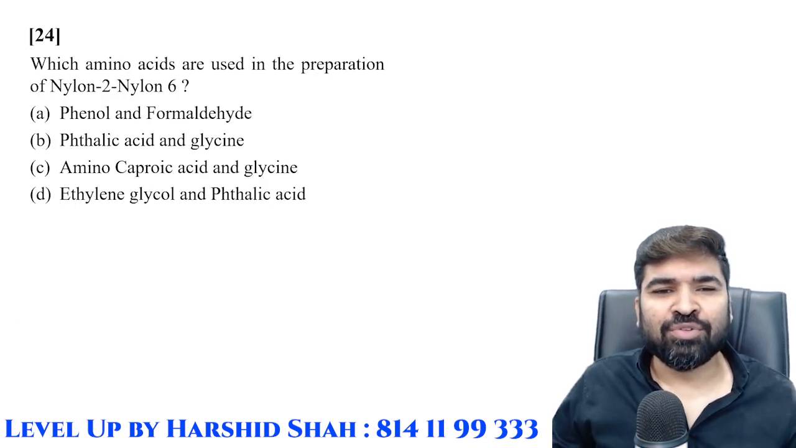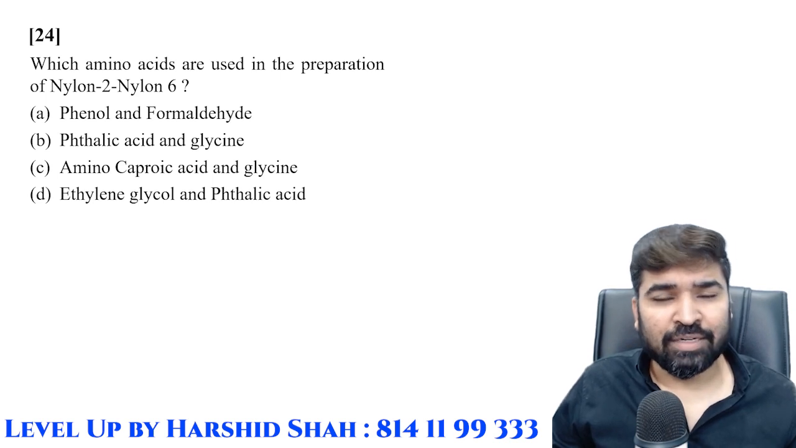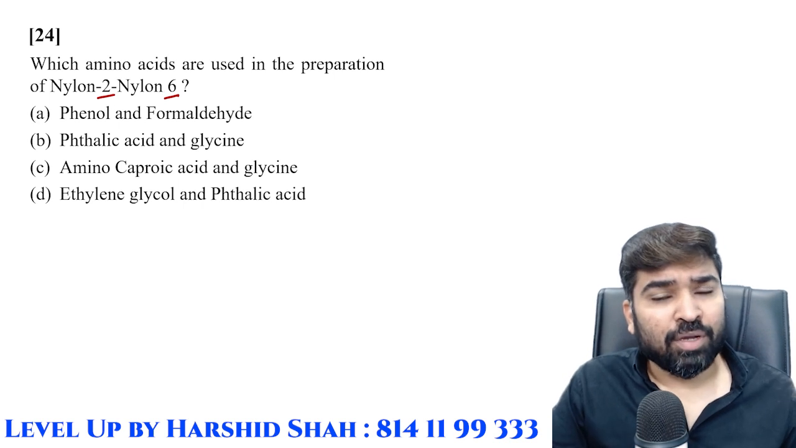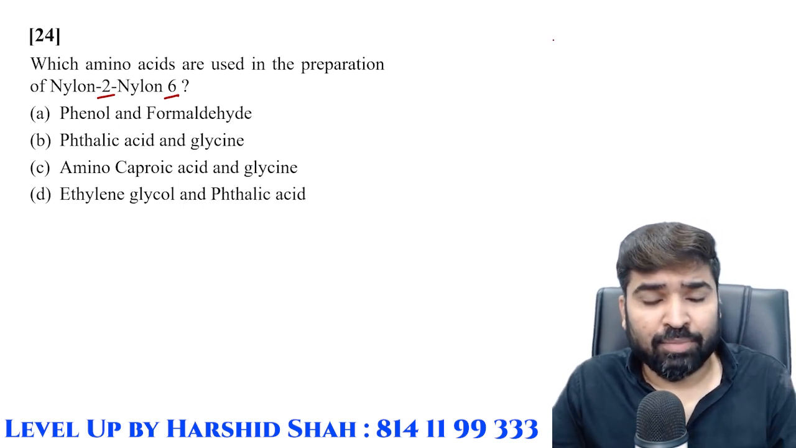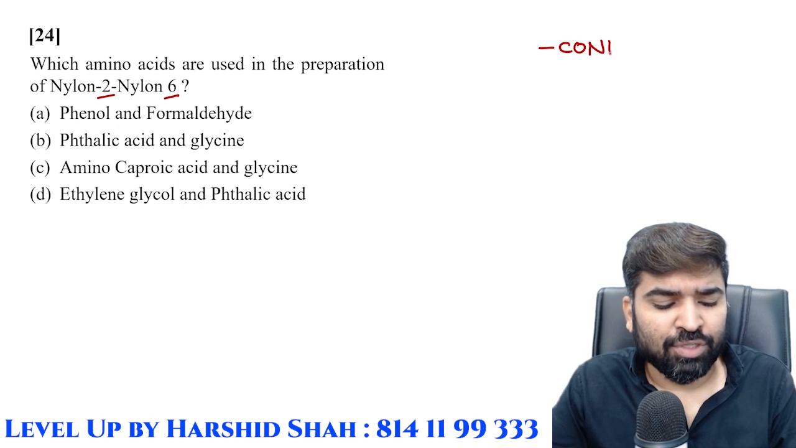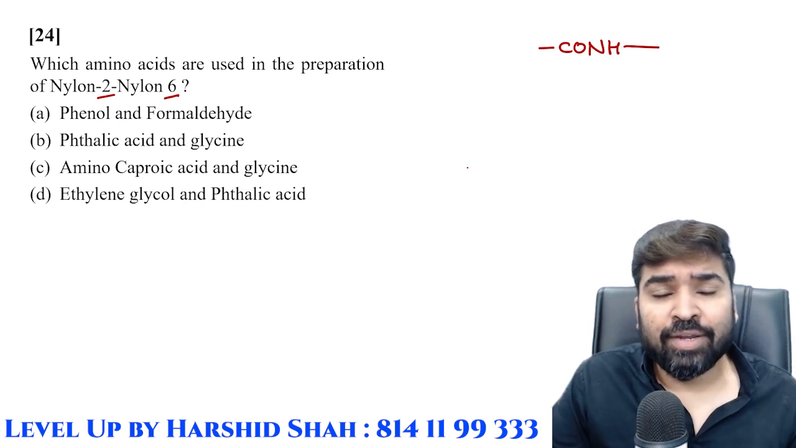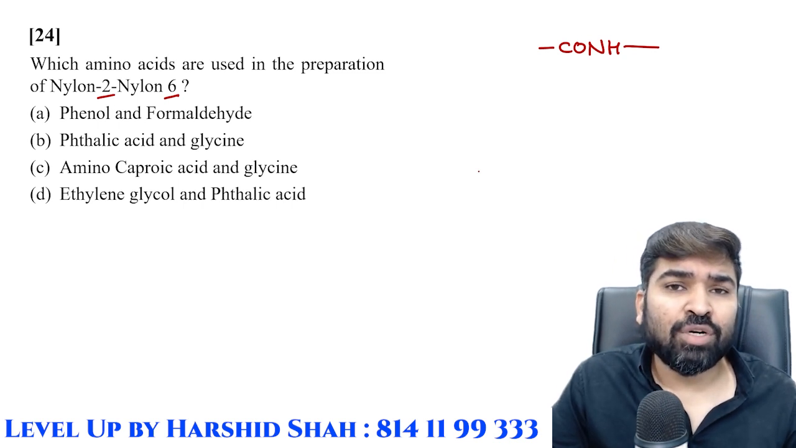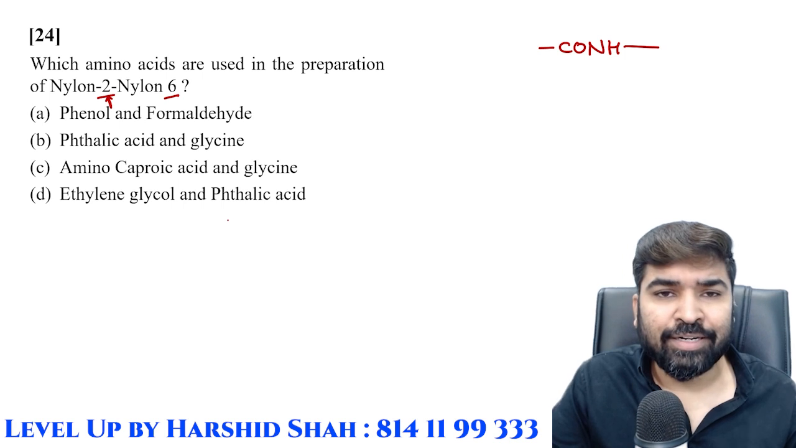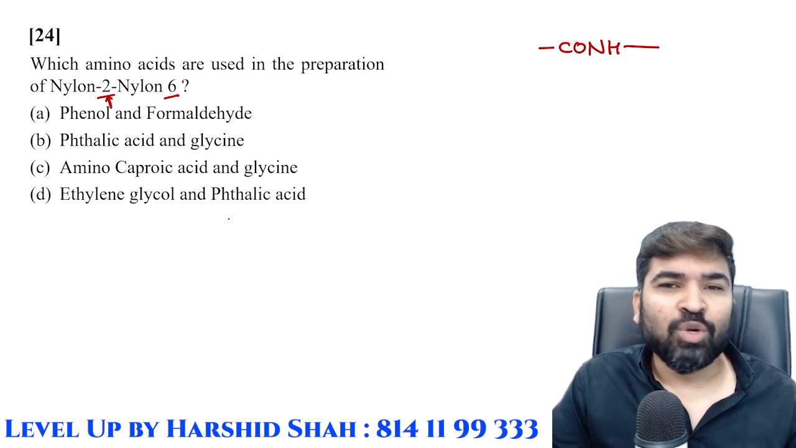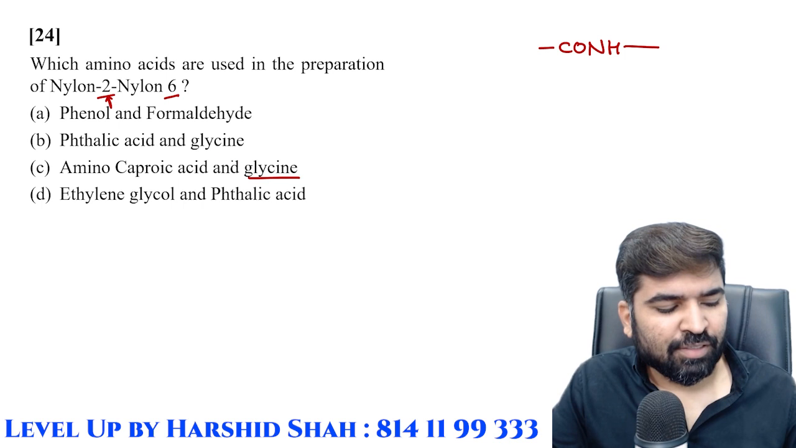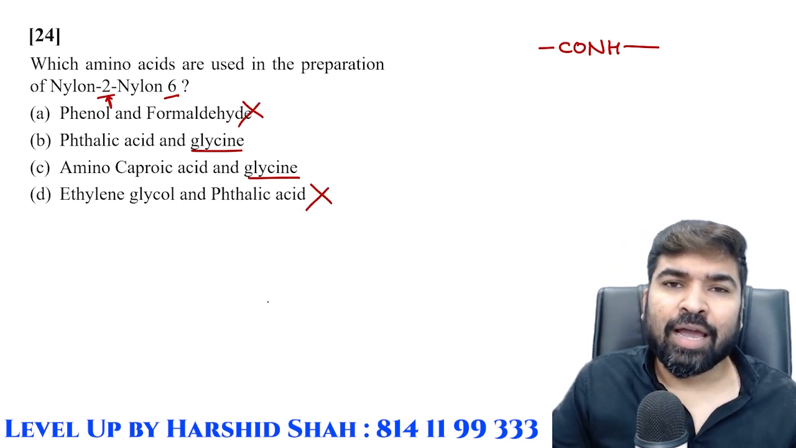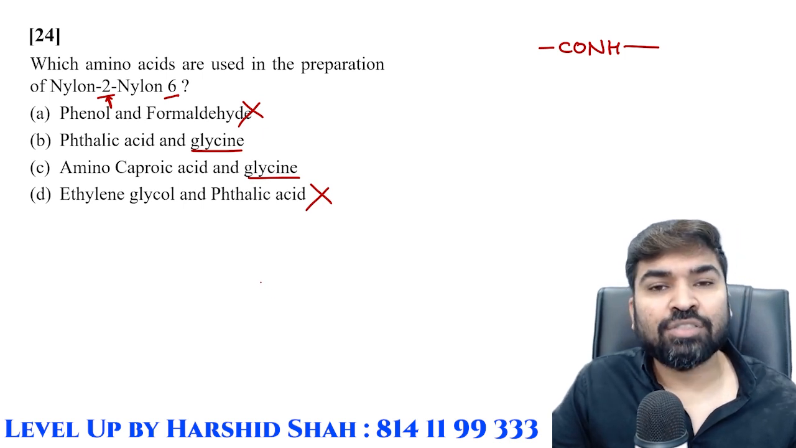Which of the following are used in preparation of nylon 2, nylon 6? Okay. 2 carbon and 6 carbon. If you are making a nylon-type component, you definitely need the CONH group, which is the amide group. So it has to start from an NH2 compound, and it also has to have a 2 carbon entity, as you can see here, which is an amino acid. The 2 carbon amino acid is glycine, right? So definitely options A and D are gone, and along with that you need a 6 carbon component.